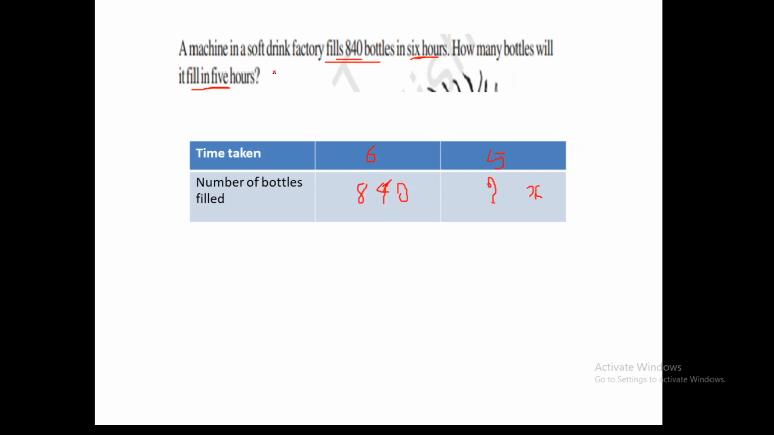We already know this is direct proportion, right? If the time increases, the number of bottles filled will increase. In 6 hours, 840 bottles. In 5 hours, surely fewer than 840 bottles will be filled, right? So we know this is direct proportion, so 6 by 840 should be equal to 5 by x, right?